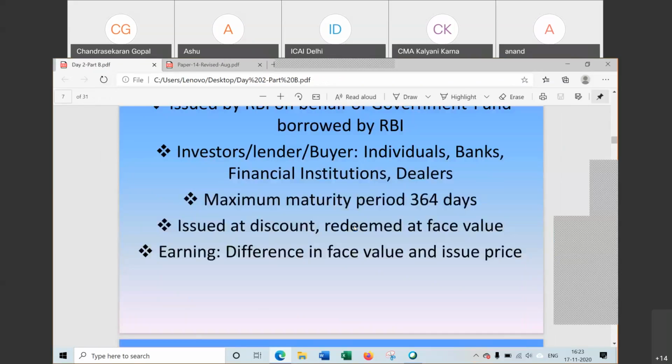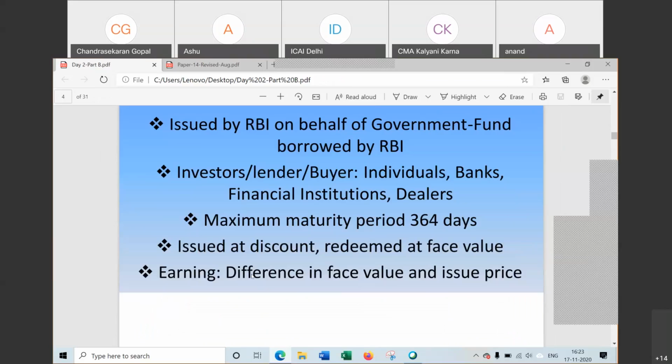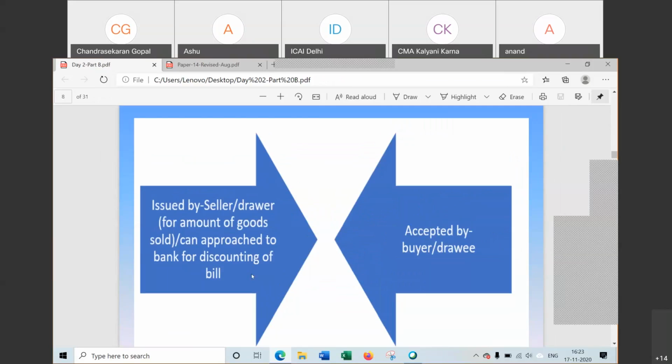So two instruments: treasury bill, and call money, notice money. Third one is commercial bill. Now, commercial bill is issued by the seller or drawer. There are two parties, seller and buyer. Seller sells the goods to the buyer on credit, and for this, the seller draws the commercial bill on the buyer, for which the buyer gives consent. It means the seller will draw the commercial bill on the buyer for the amount of goods sold.